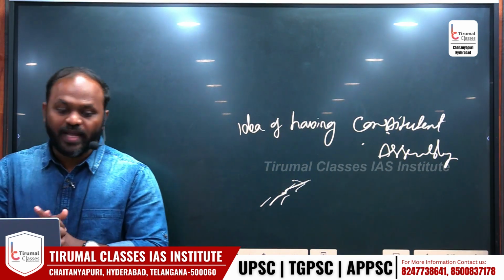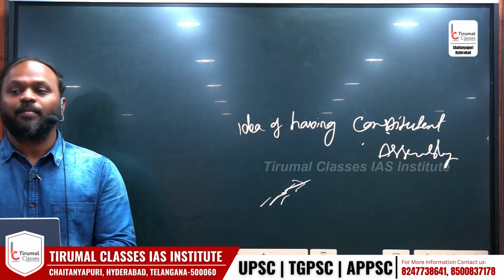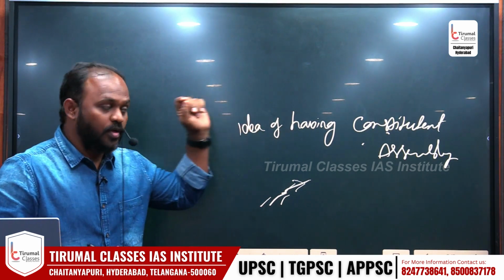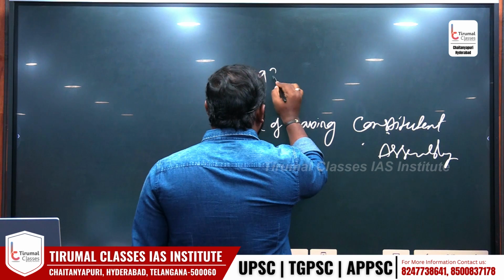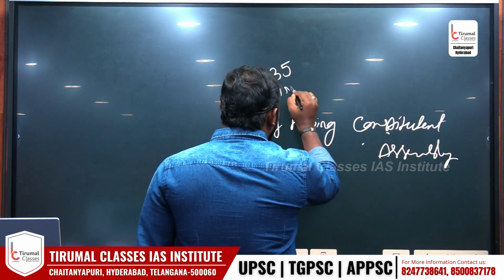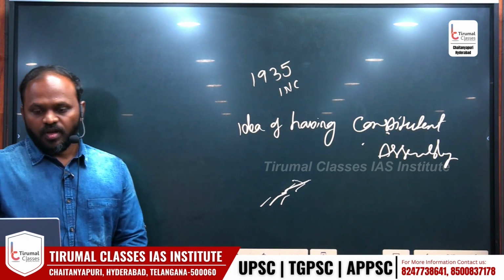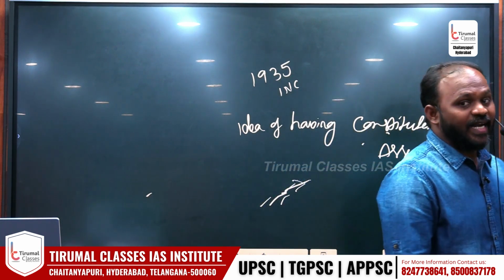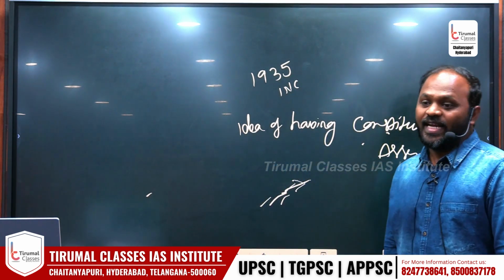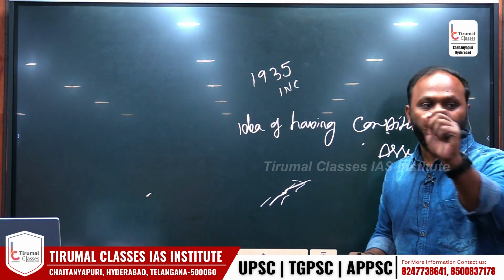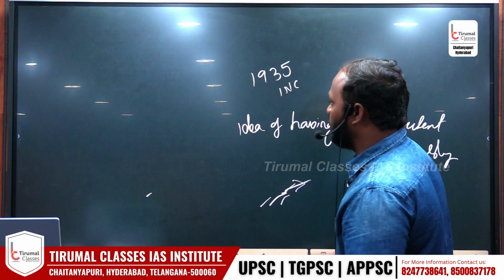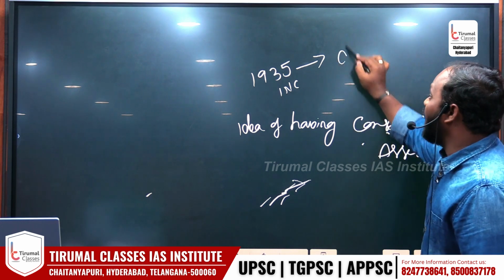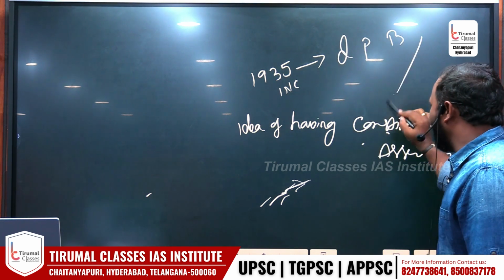So, who gave the idea of a constituent assembly? M. N. Roy gave the idea of the constituent assembly in the year 1934. That idea was accepted by the Indian National Congress in 1935. Understood? Yes. And when the Indian National Congress accepted this idea, they demanded permission from the British to create it.